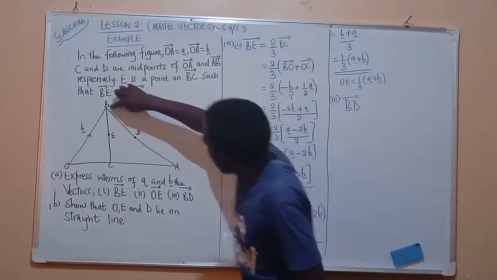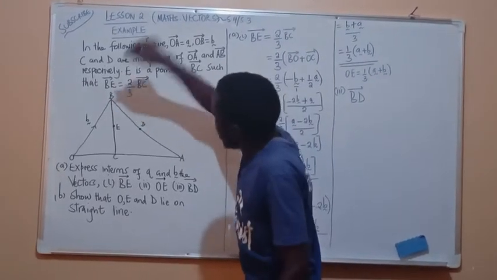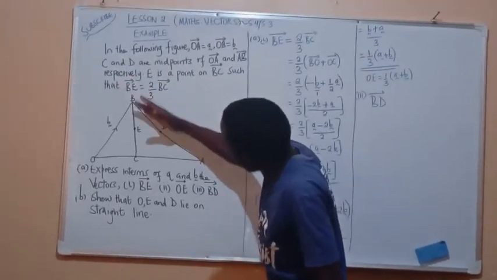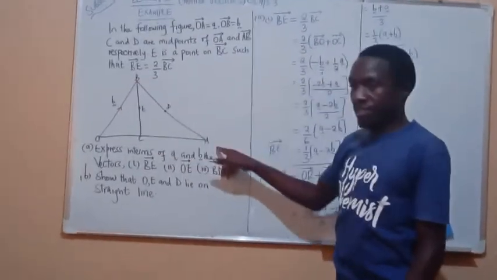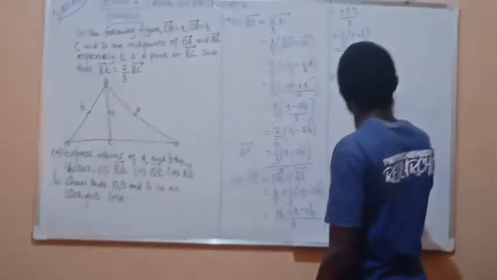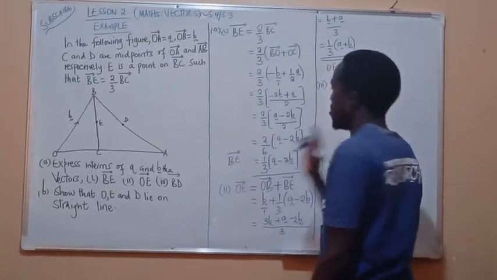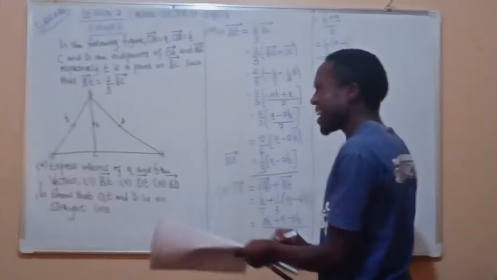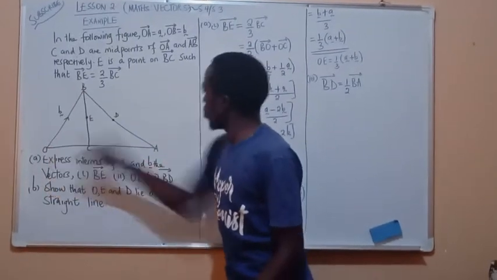D is dividing BA, meaning that when I need BD, BD is the same as a half of BA. So I will say BD is equal to a half of BA. But do I have BA? No, I don't have BA. But I can get BA because I already have BO and OA.